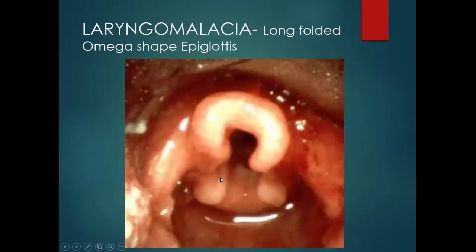This is the endoscopic appearance of laryngomalacia in a newborn child. You see the epiglottis, which is folded in an omega shape, and generally it's a very tall omega-shaped epiglottis. The arytenoids are also sometimes very tall, and the aryepiglottic fold is short. So the entire structure is very floppy. When the child tries to breathe, this will collapse inwards and obstruct the air passage, causing the stridor.